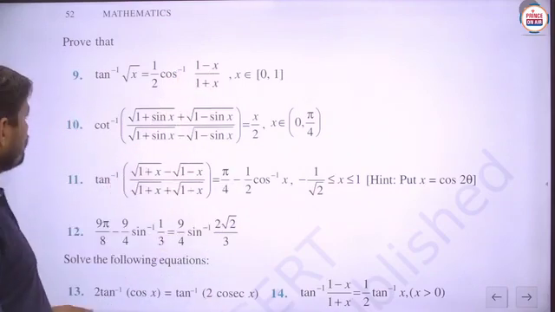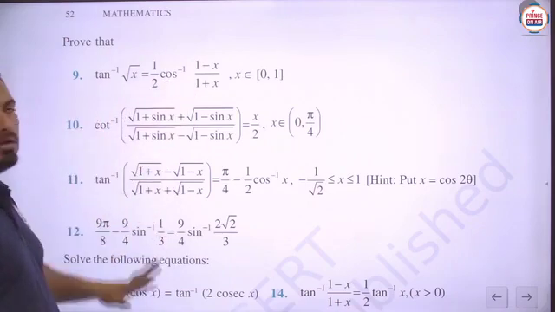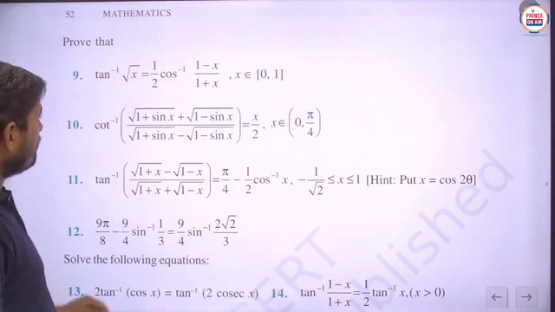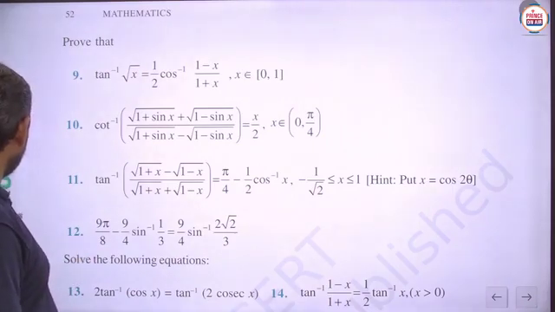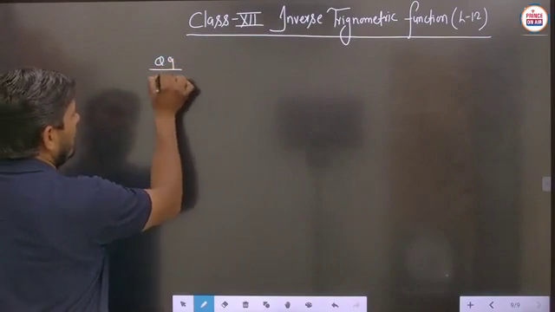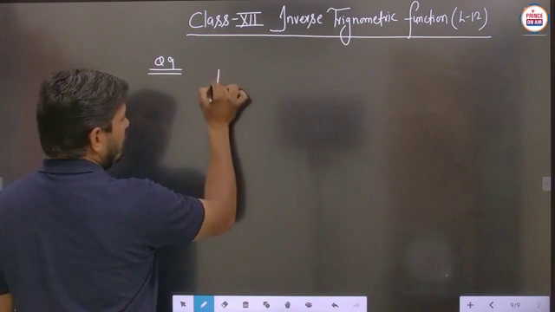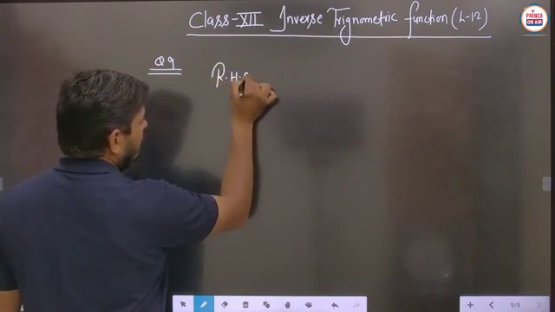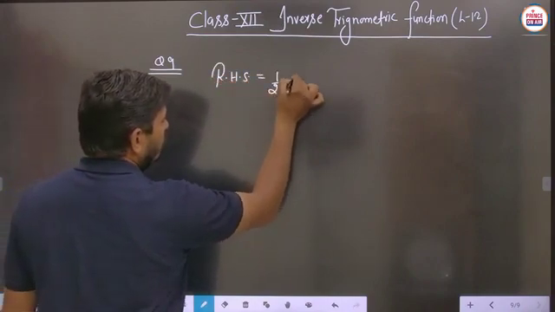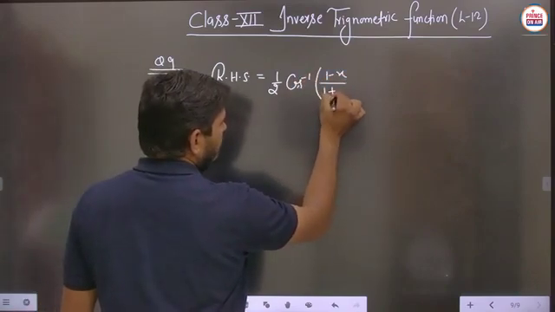So in this question number 9 of the miscellaneous exercise, we take the right-hand side to prove it equals the left-hand side. The right-hand side will be written like this: 1 by 2 cos inverse of (1 minus x) upon (1 plus x).